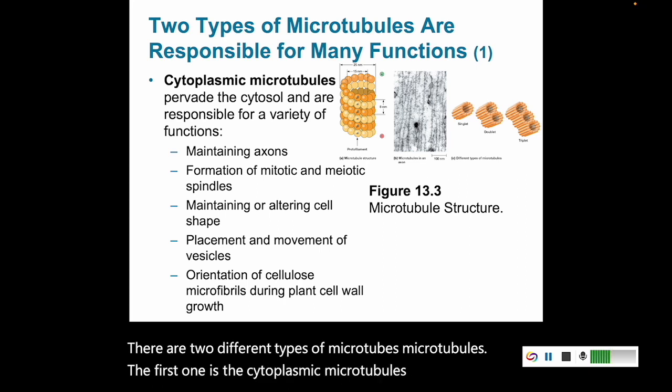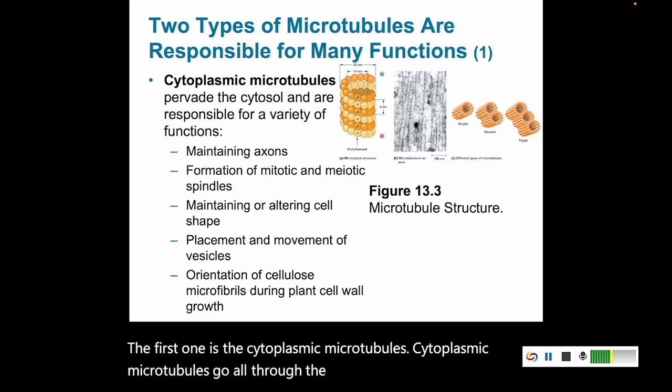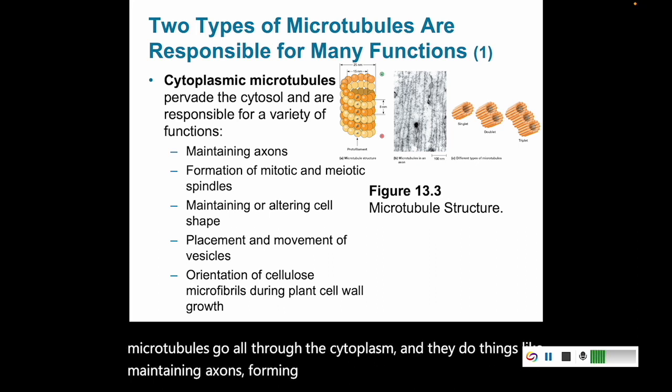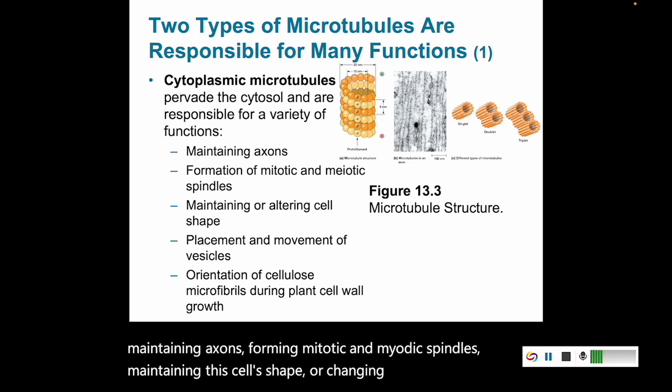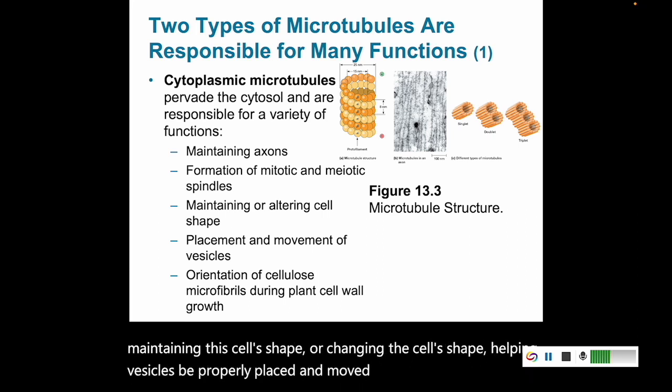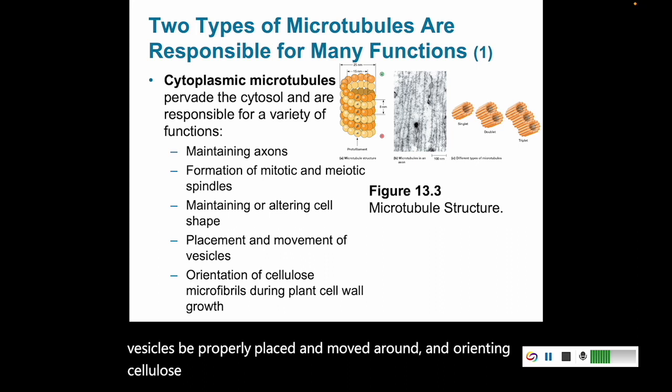Cytoplasmic microtubules go all through the cytoplasm, and they do things like maintaining axons, forming mitotic and meiotic spindles, maintaining the cell shape or changing the cell shape, helping vesicles be properly placed and moved around, and orienting cellulose microfibrils during plant cell wall growth.